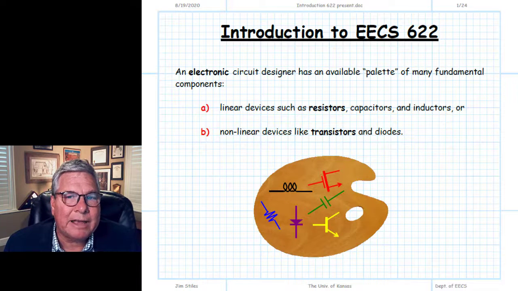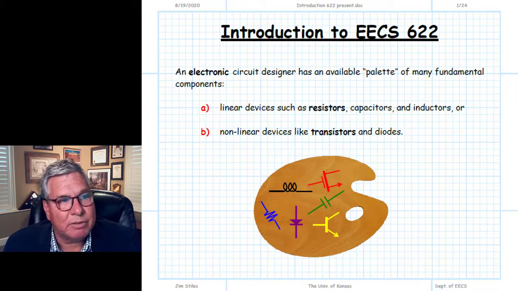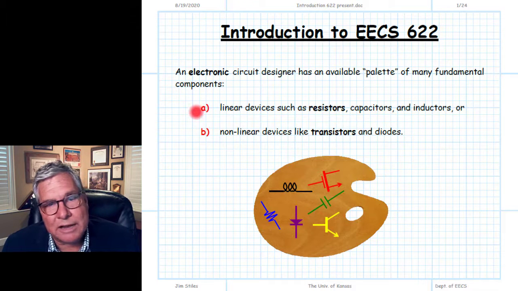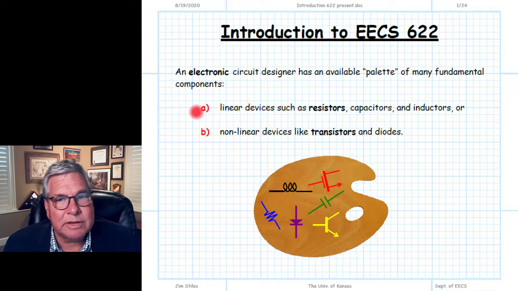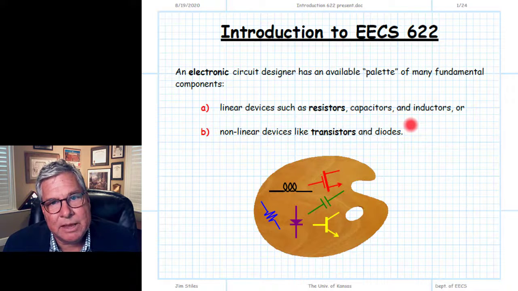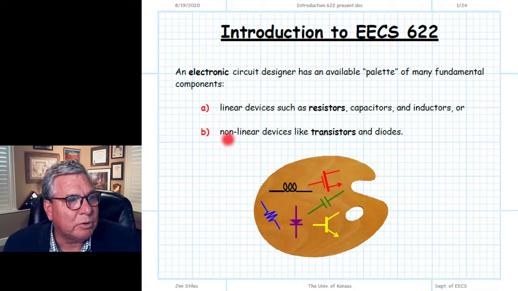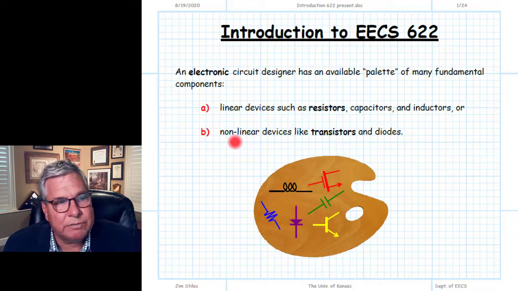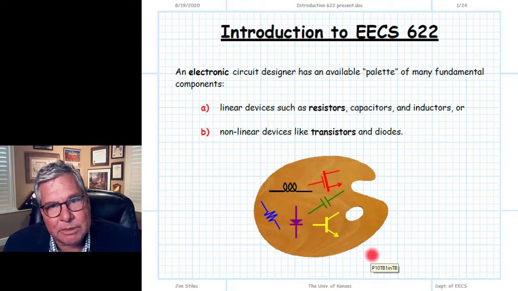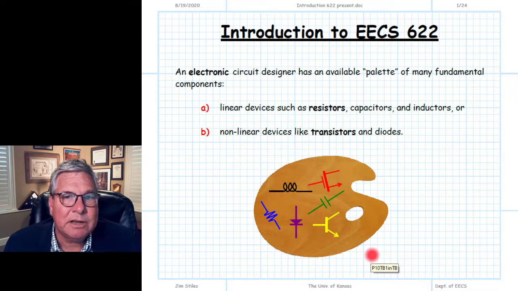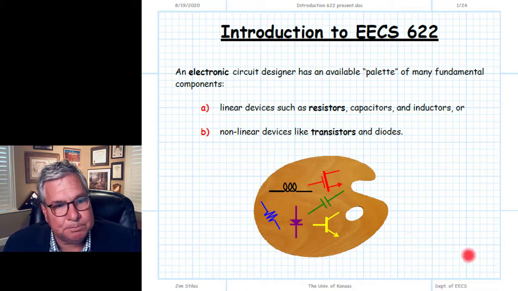Certainly, all of you have had circuits courses of one type or the other. You've gone through in your early circuits classes and you learned about circuits with linear devices like resistors and inductors, capacitors, and so forth. And then in courses like 312 and 412, you added nonlinear devices in transistors and diodes. So if we look at the palette of all of those electrical or electronic elements, we can design some very useful systems.